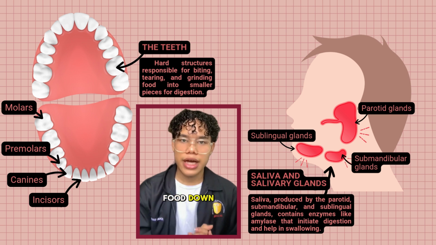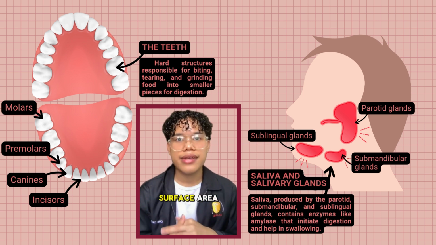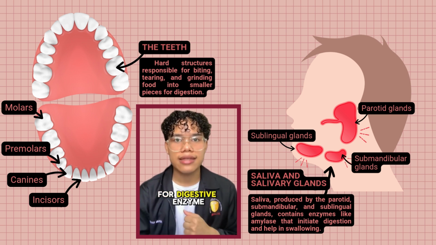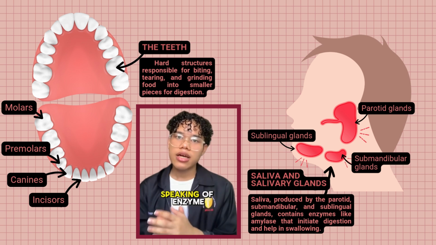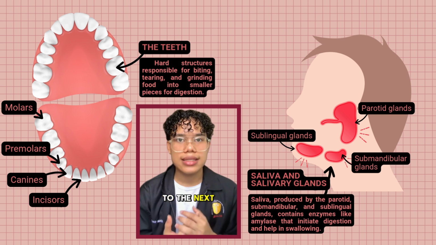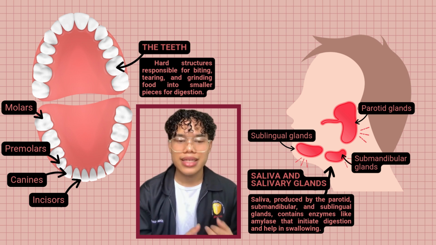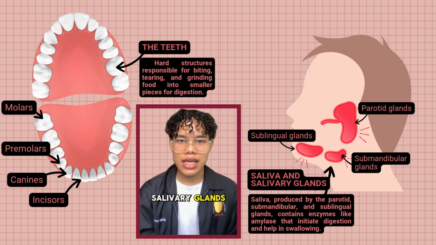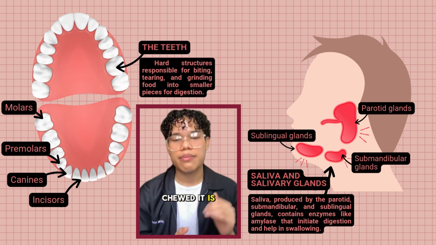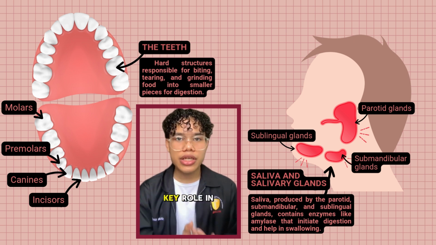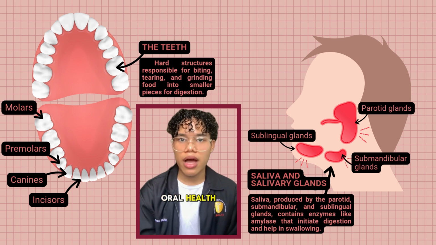By breaking the food down, teeth increase the surface area, making it easier for digestive enzymes to act on it. Speaking of enzymes, this brings us to the next crucial element of digestion, saliva and the salivary glands. As food is chewed, it is mixed with saliva, which plays a key role in both digestion and oral health.